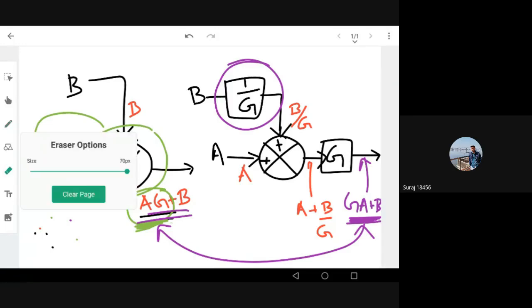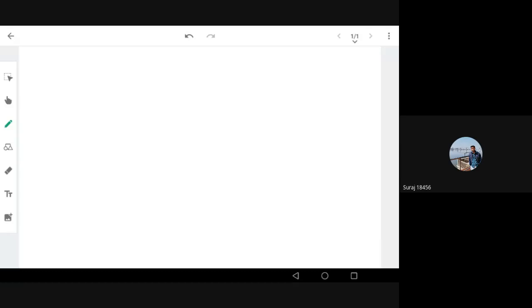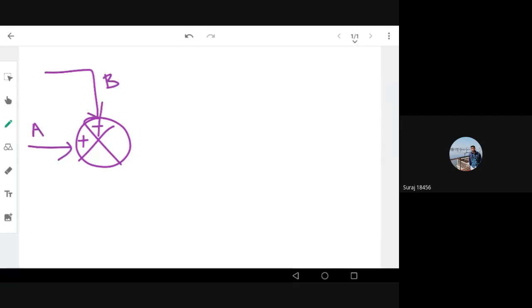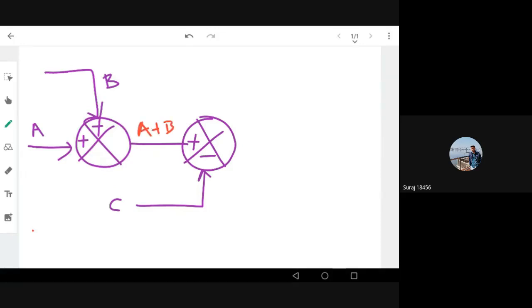Now we have multiple signals. These things remain the same. Say for example, I have a signal like this, A and B, plus minus A. Here I have the signal B. Now I have another summing block here. This signal is again subtracted with another signal C. So right now I can interchange the summing points. So what will happen? Let's see what the signals are here. If you analyze this carefully, the signal is A plus B, and the signal coming out of this is A plus B minus C.